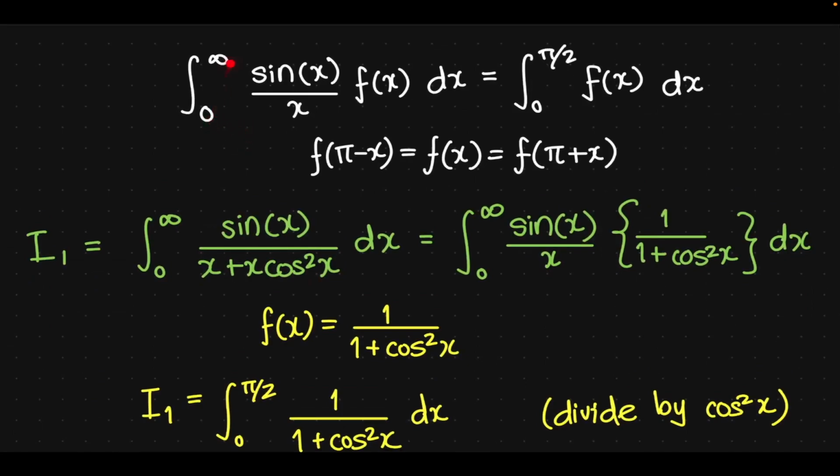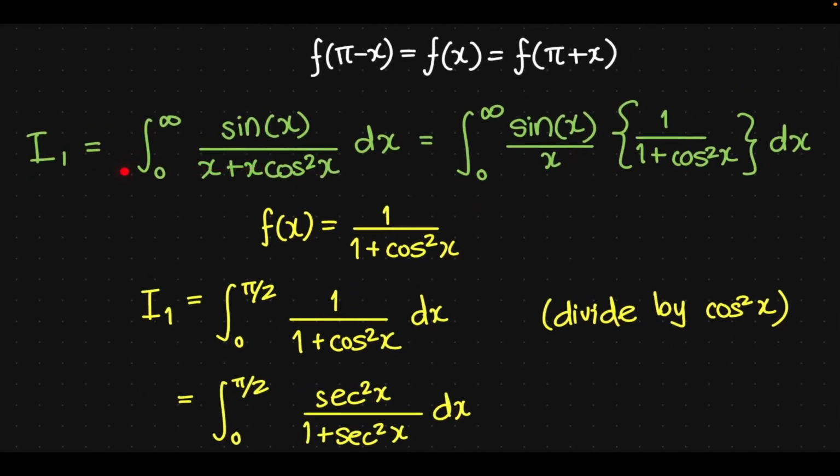It was the integral from 0 to infinity of sine of x over x times f of x, such that f was even periodic. So that means f of pi minus x equals f of x equals f of pi plus x. And continuing this, you also get that f of x is equal to f of minus x. That's why I say even. If f satisfies those conditions and we have an integrand like this, then that just evaluates to the integral from 0 to pi over 2 of f of x dx.